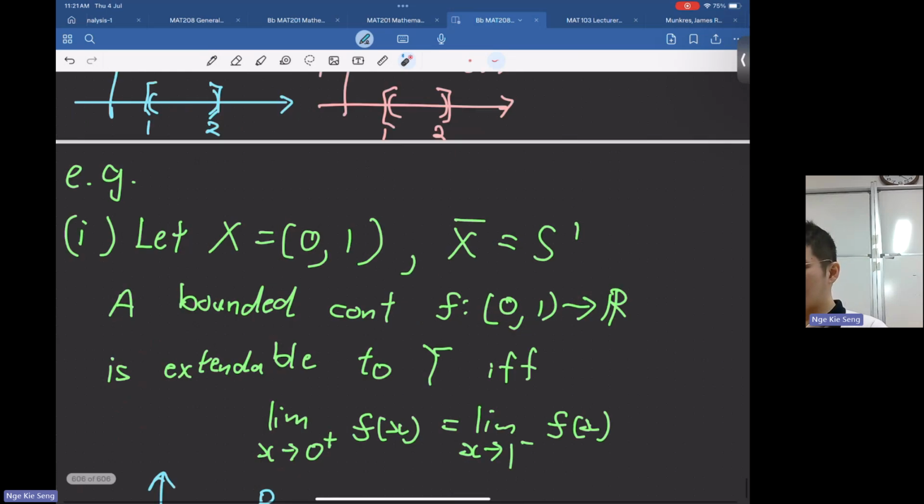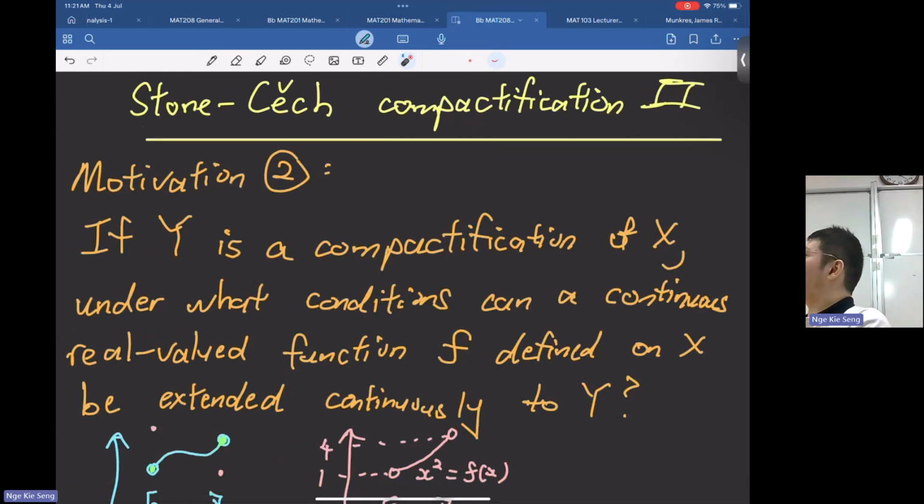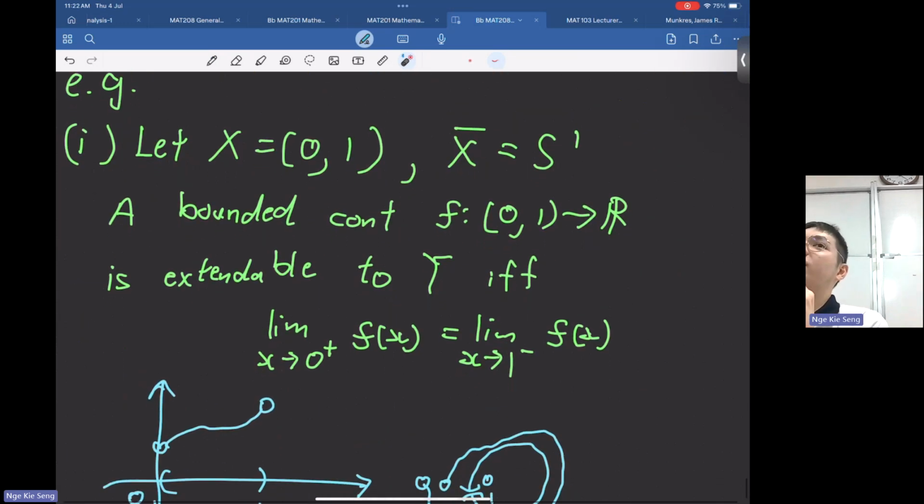Why do we want to paste? This is our problem here compared to this problem: if y is a compactification of x, under what condition can a continuous real valued function defined on x be extended to y? Here we join them because one compactification of x is x1. This is one way to compactify the open interval. Does it make sense? Any question?